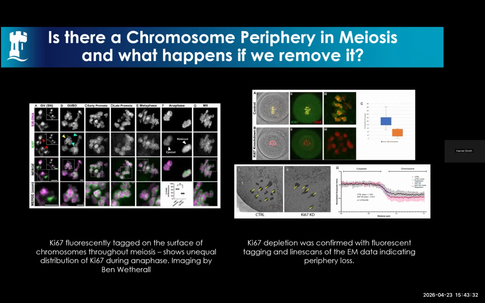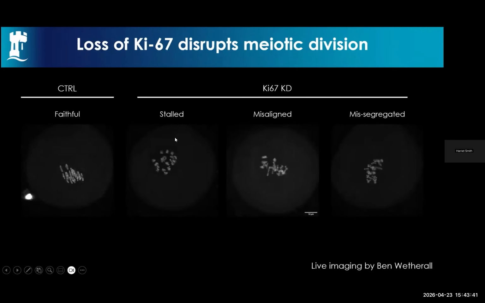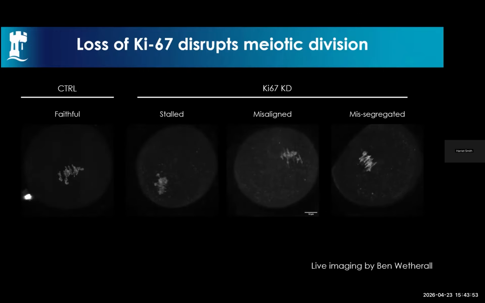Once we had removed that Ki67, that's when we started to see phenotypes in the meiotic cells. So here you can see this control cell progressing exactly how you would expect through meiosis. It goes all the way through, a polar body is formed, and then it actually realigns back into the metaphase plate where it will remain until it's fertilized, exactly what you would expect to see.